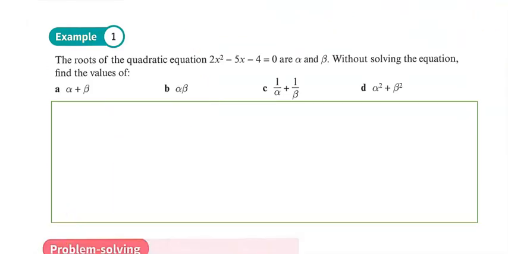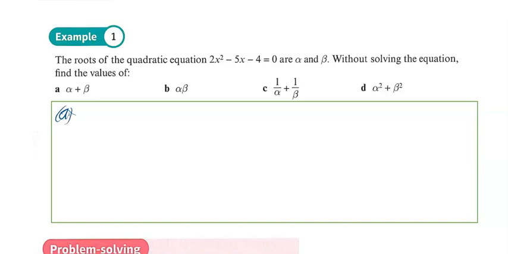Okay, let's go on to our first example. It says in this example, the roots of a quadratic equation, 2x squared minus 5x minus 4 equals 0, are alpha and beta. Without solving the equation, find the values of alpha plus beta, and then alpha beta, and then 1 over alpha, 1 over beta, and then alpha squared plus beta squared. Okay, so we're not allowed to solve. It would be easy if we could just find what the two solutions are, and then we could find these things dead easy. But we're going to have to do this a slightly different way.